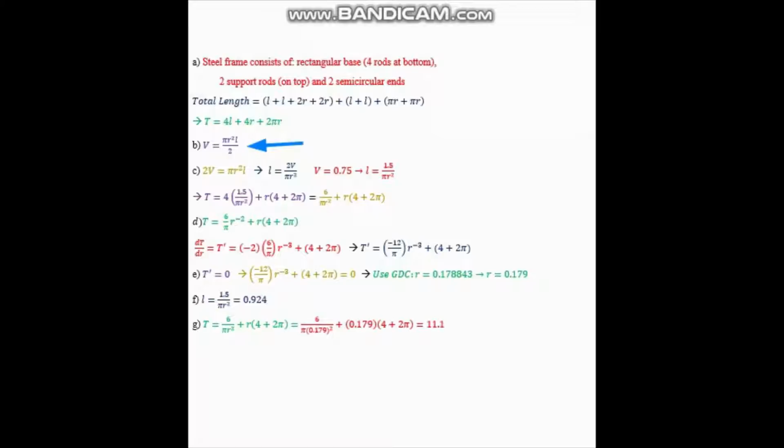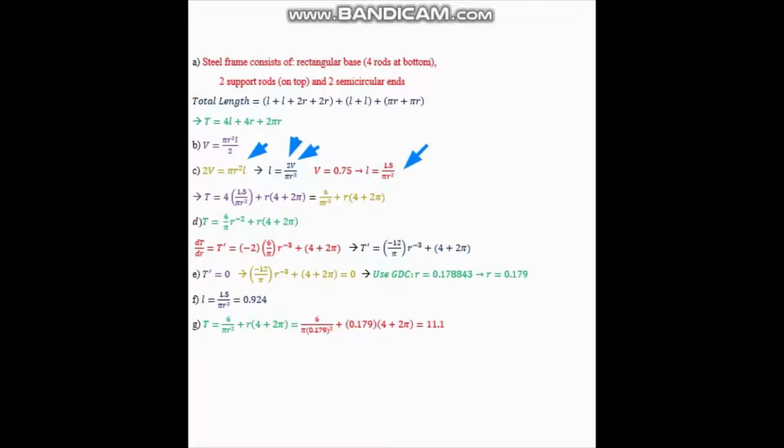So let's take a look at how to do that. I'm going to isolate the L in this purple expression for volume, and this is what I get. I get 2V equals pi r squared L, and then I divide by pi r squared on both sides, obtaining this expression for L right there. Now, since we know that the volume is equal to 0.75, I can replace this V with 0.75, obtaining this final expression for L in terms of R.